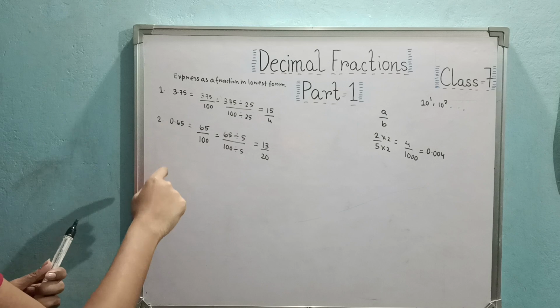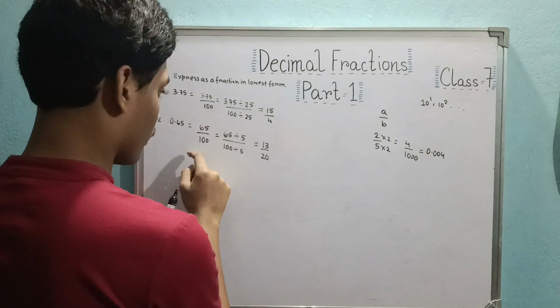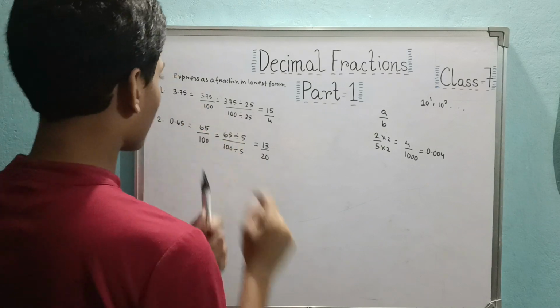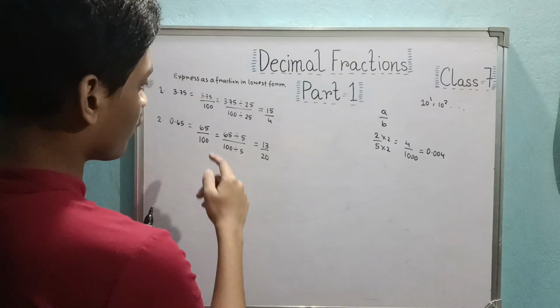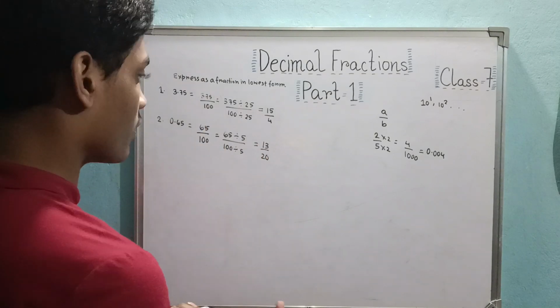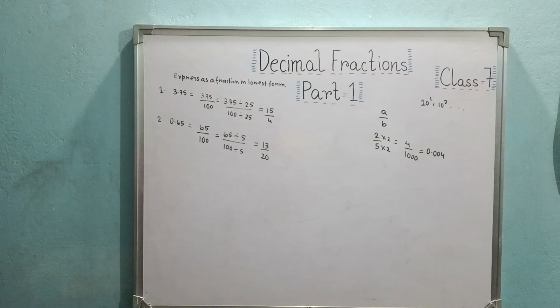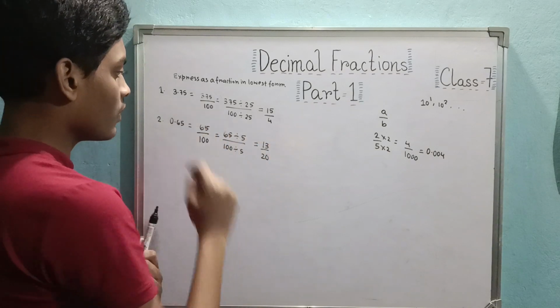So 2 places after decimal point, so 65 by 100, 2 zeros. Highest common factor of 65 by 100 is 5. So divide both of them by 5. You get 65 by 5 is 13, 100 by 5 is 20. And that's the answer. If it was the reverse, convert this into a decimal.